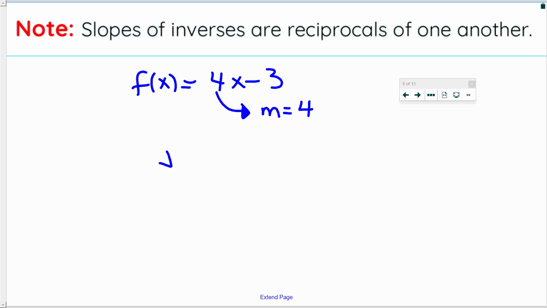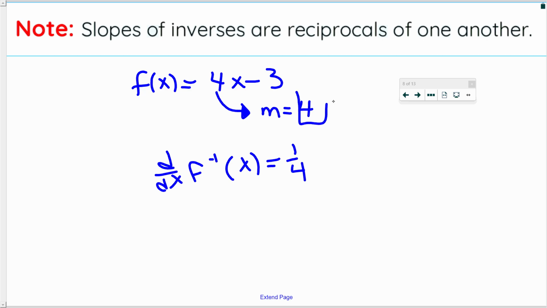Now, what did we just find? We found that the derivative of f inverse of x was 1 over 4. So what this does is gives us a nice little conclusion that we can use in other questions. The slopes of inverses are reciprocals of one another.